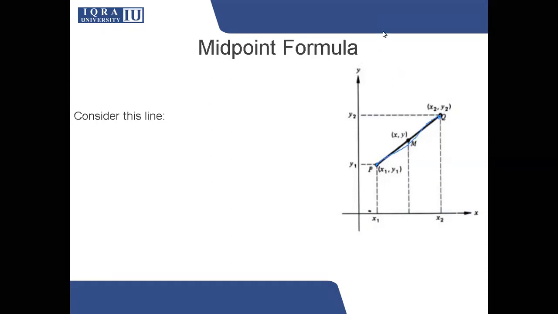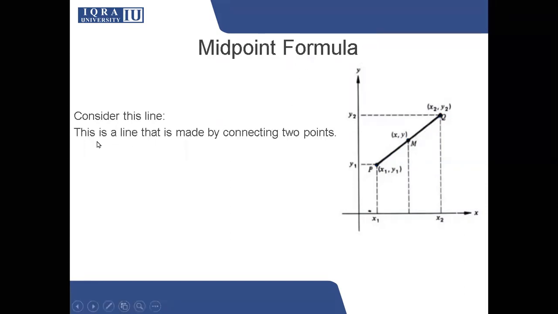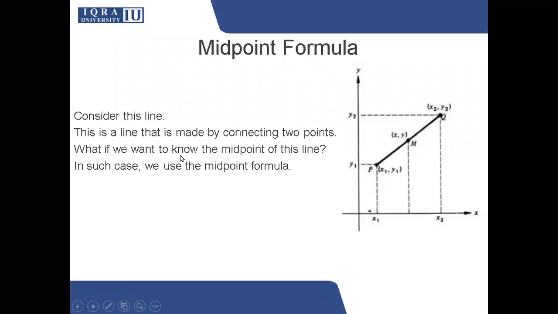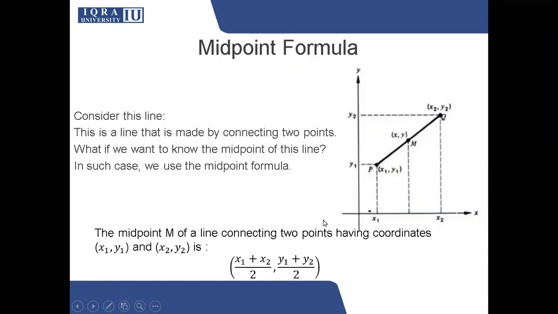Now what the midpoint formula does, I'm sure you must have realized by now, is that it finds the midpoint. These 2 points are joined by a line, and the midpoint formula is a formula which, when we use it, gives us the coordinates of the point in the middle of this line. What if you want to know the midpoint of this line made by connecting 2 points? In such a case, we use the midpoint formula.